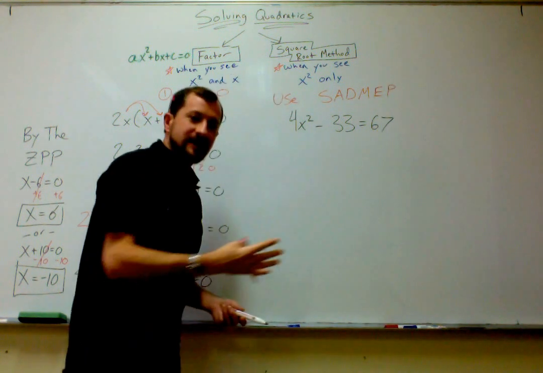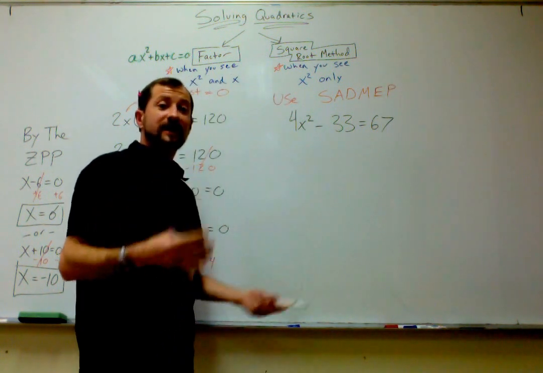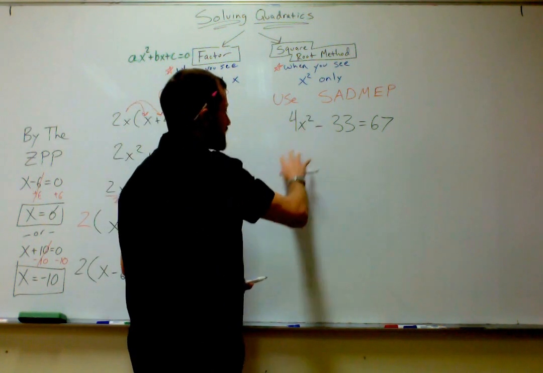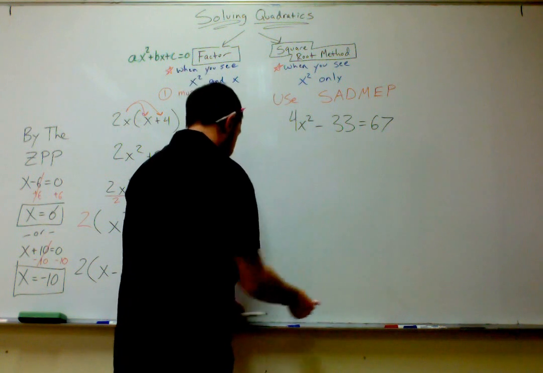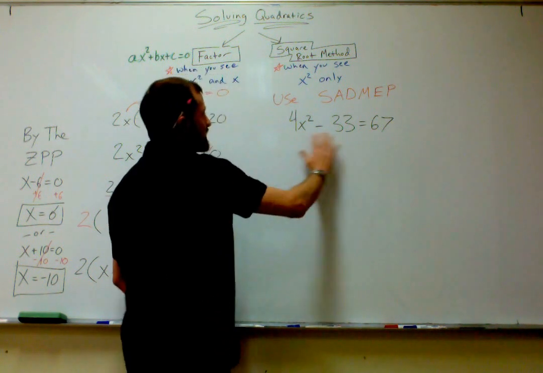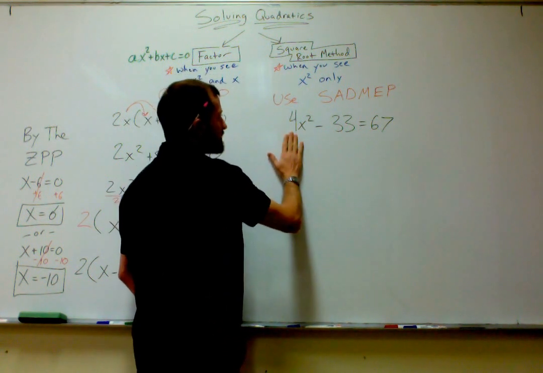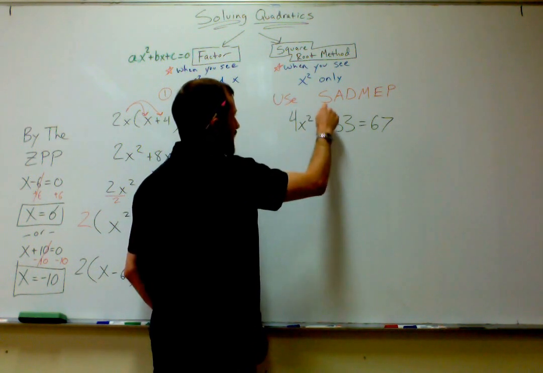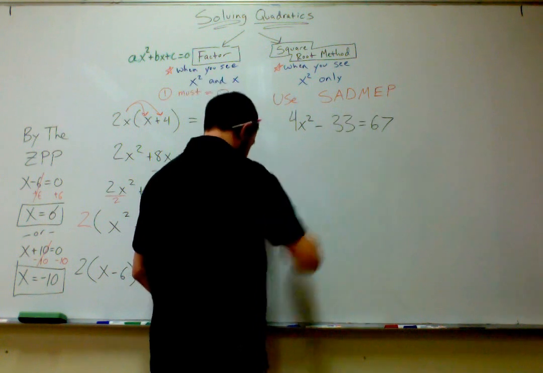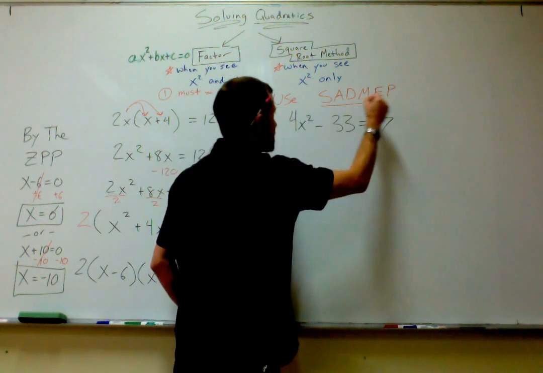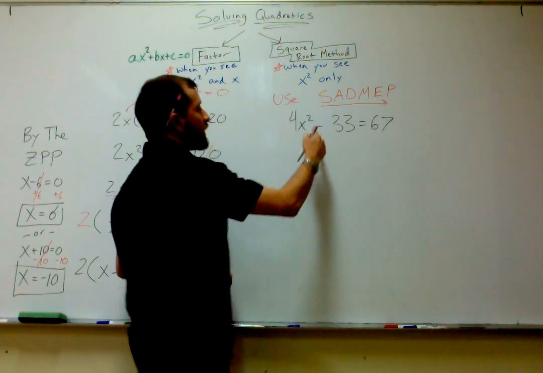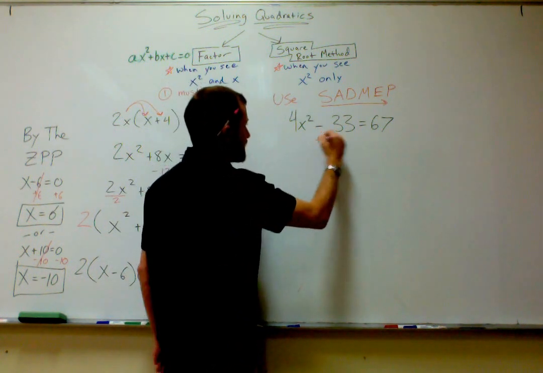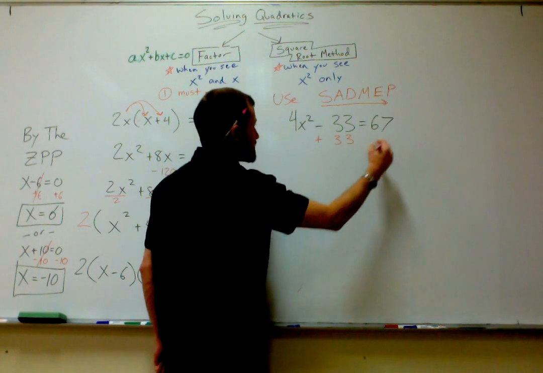We want to isolate the variable. We want to isolate x. We want to unwrap it. We want to get rid of all these numbers around x so we know x equals one number. So I see a minus 33. I see a times 4. Using SADMAP, I want to undo this subtraction first because we're going to go in this direction. How do I undo subtraction? Using inverse operations. So I'm going to add 33 to both sides.